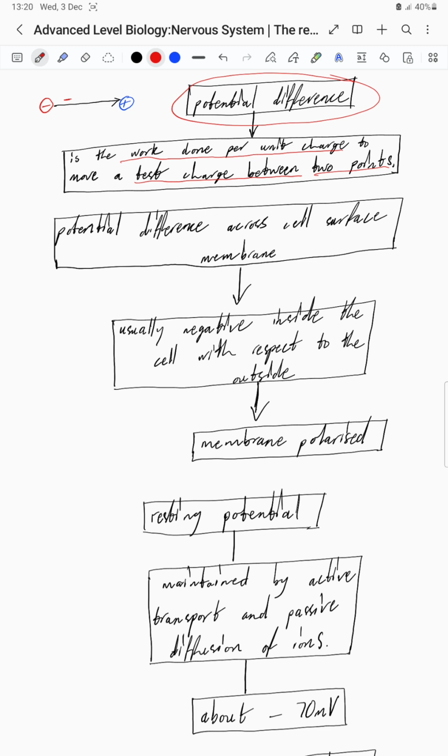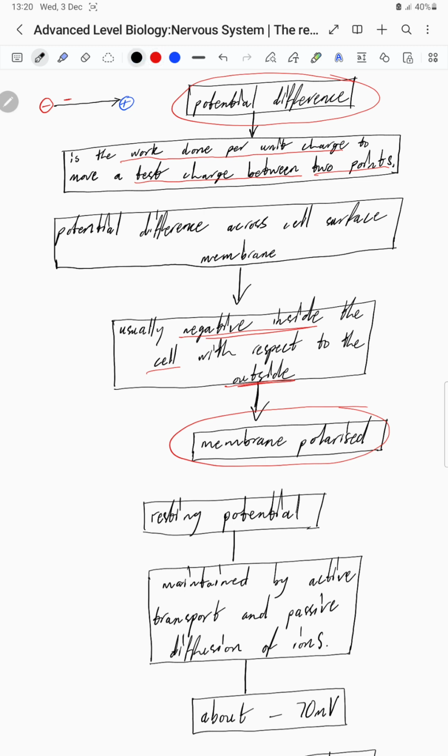So potential difference across a cell membrane, it's usually negative inside the cell with respect to the outside. So in essence, we say our membrane is polarized.